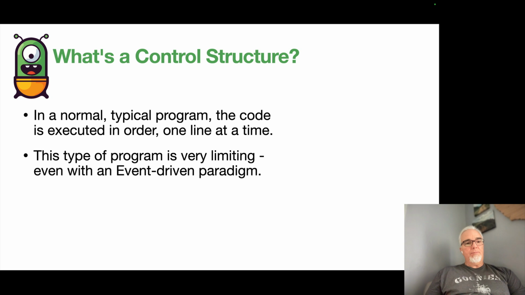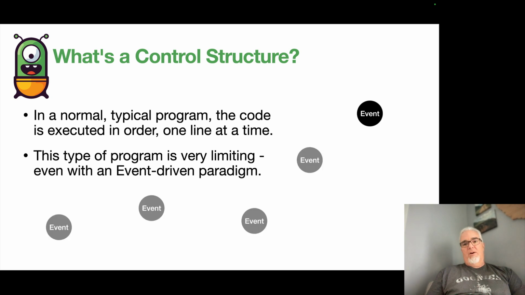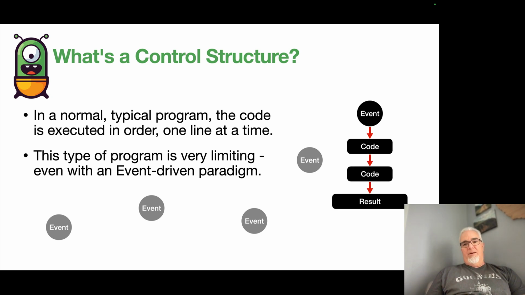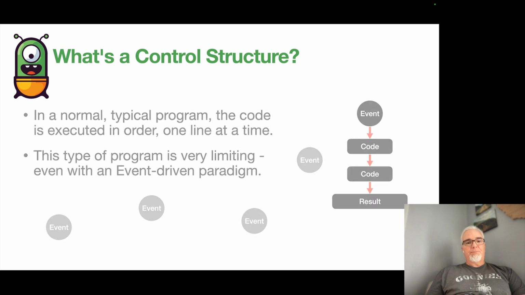However, in a regular program, this is very limiting. So even when we have all of these events that are starting different sections of code or triggering different things, it's still very linear. We have the event, it executes a few lines of code, and then it produces a result. And so that limits what we can do with our program.